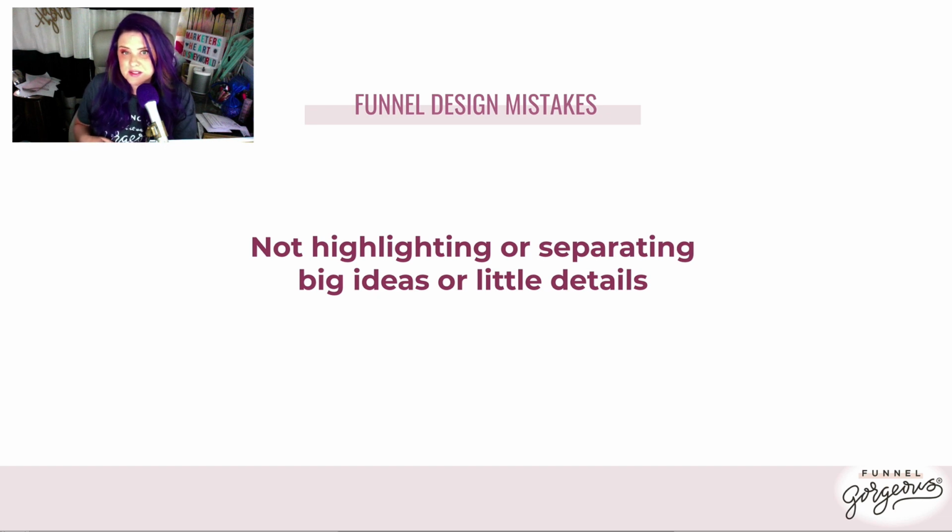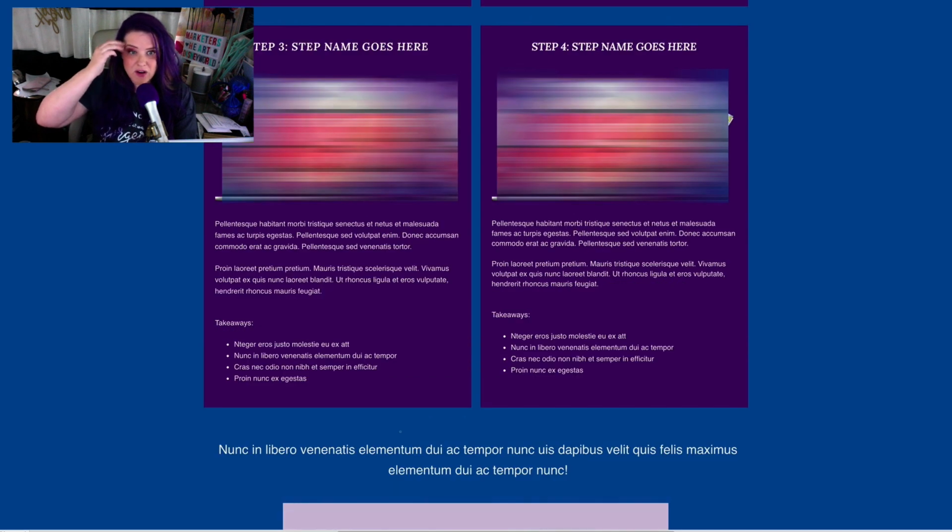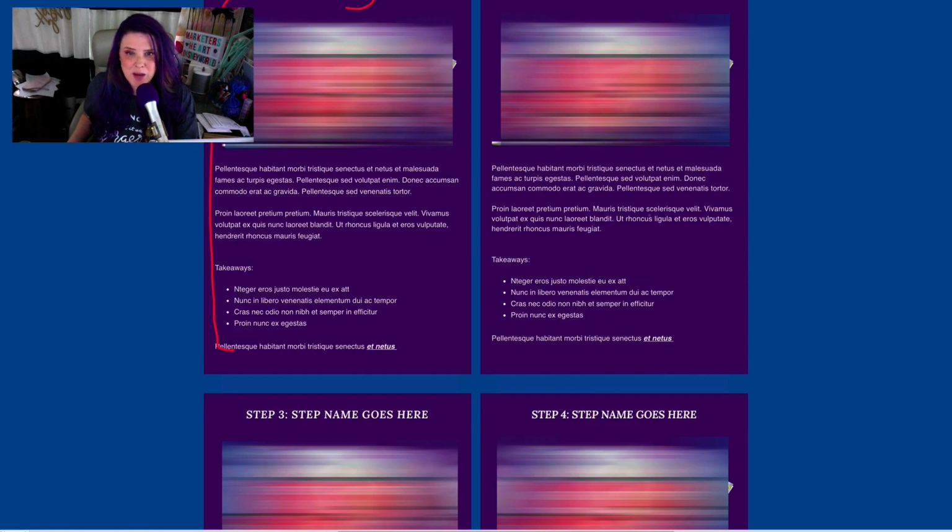The next funnel design mistake is not highlighting or separating big ideas or little ideas. So basically not taking the hierarchy into account, so we can't really tell. They did a good job of having a paragraph here, takeaways here, bullets, and then a closing here, but there's no difference between any of these things in the paragraphs. I don't know if I should read this paragraph or this paragraph.